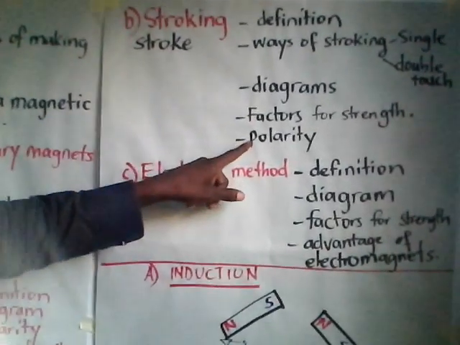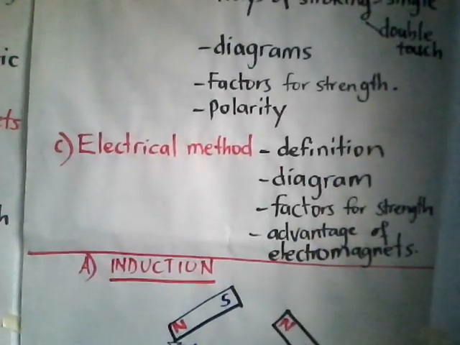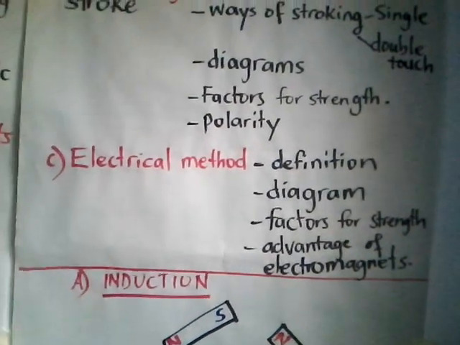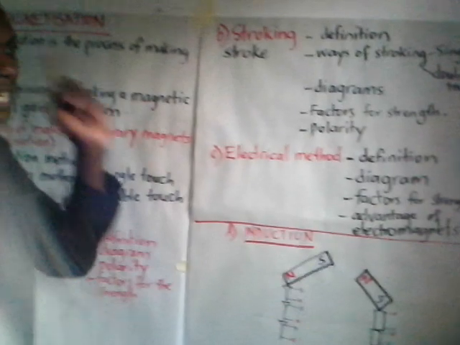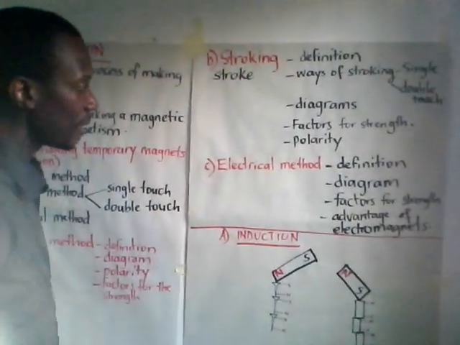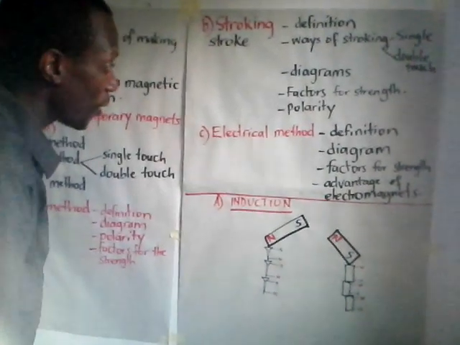The polarity of this magnet, polarity has to do with the poles. How do we identify the poles of our new magnet that we have formed? By stroking. We shall see that one in the theoretical segment. Let's finally move to the electrical method.